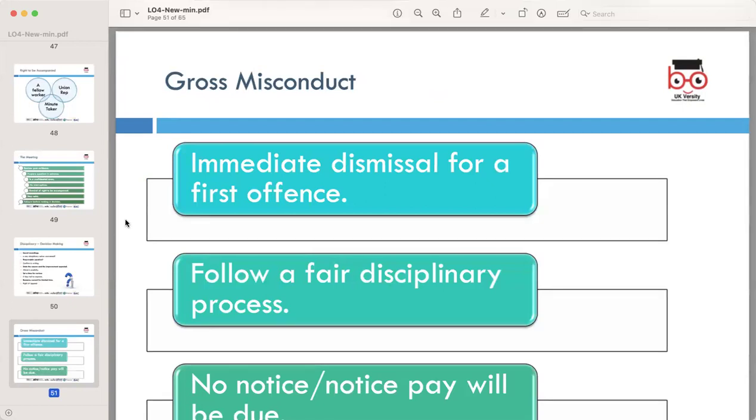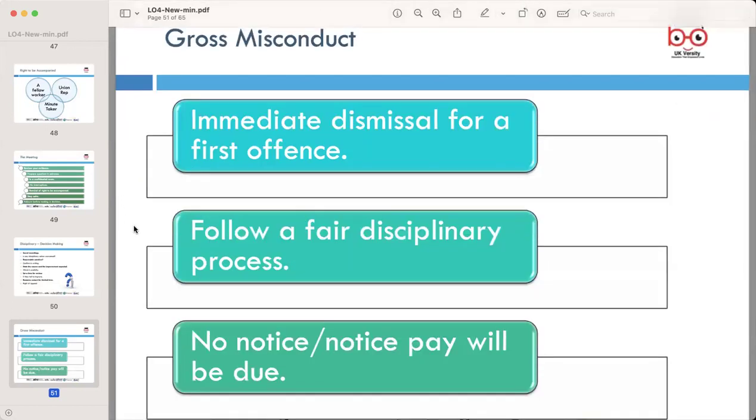Sorry. So, gross misconduct: immediate dismissal for a first offense, follow a fair disciplinary process, no notice, no notice pay will be due. So dealing with an instance of gross misconduct involves immediate dismissal for a first offense, emphasizing the importance of following a fair disciplinary process. In such cases, no notice or notice pay will be due to the individual.